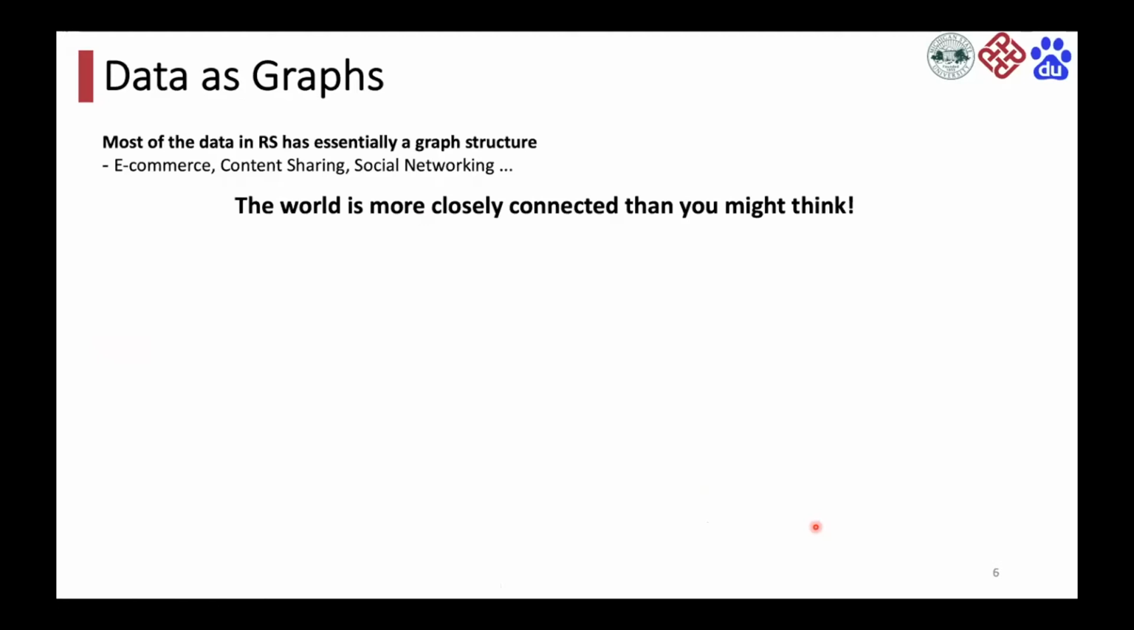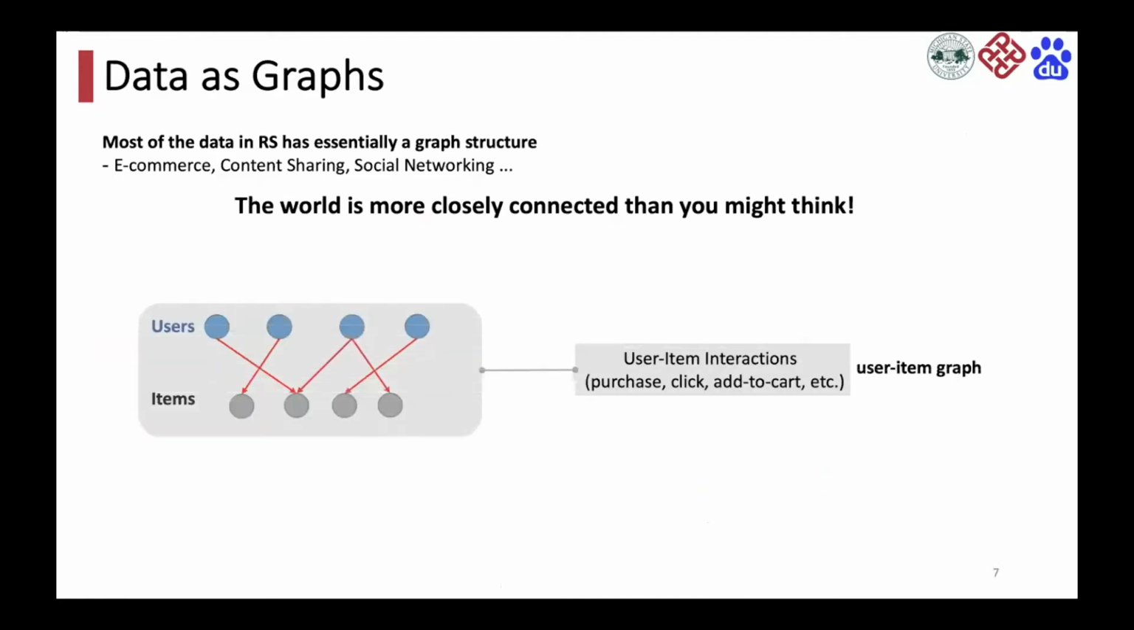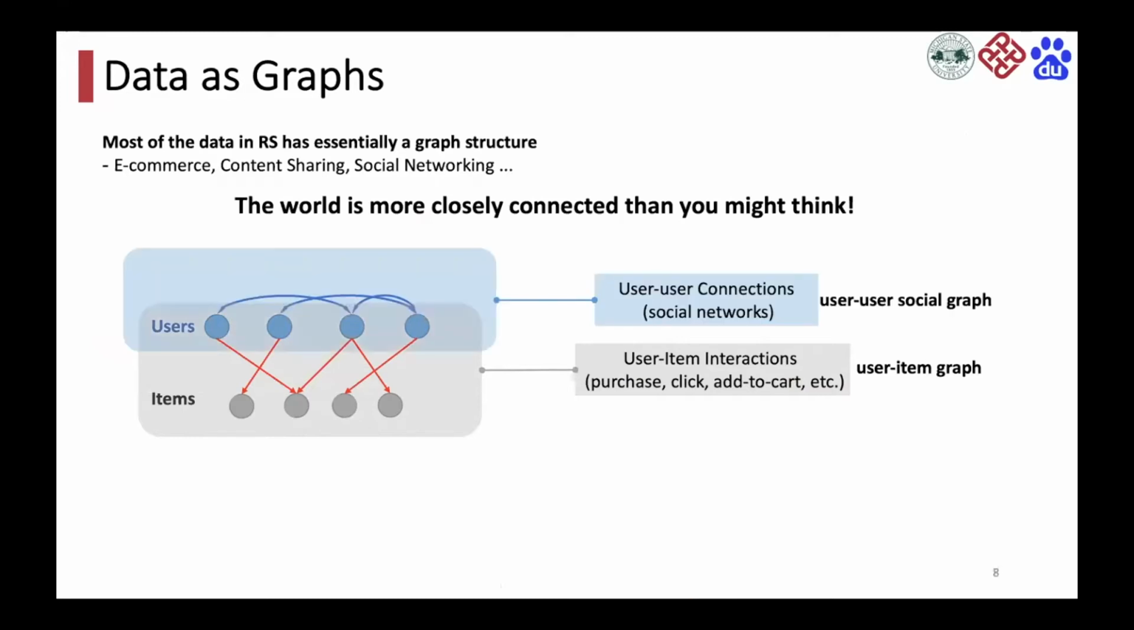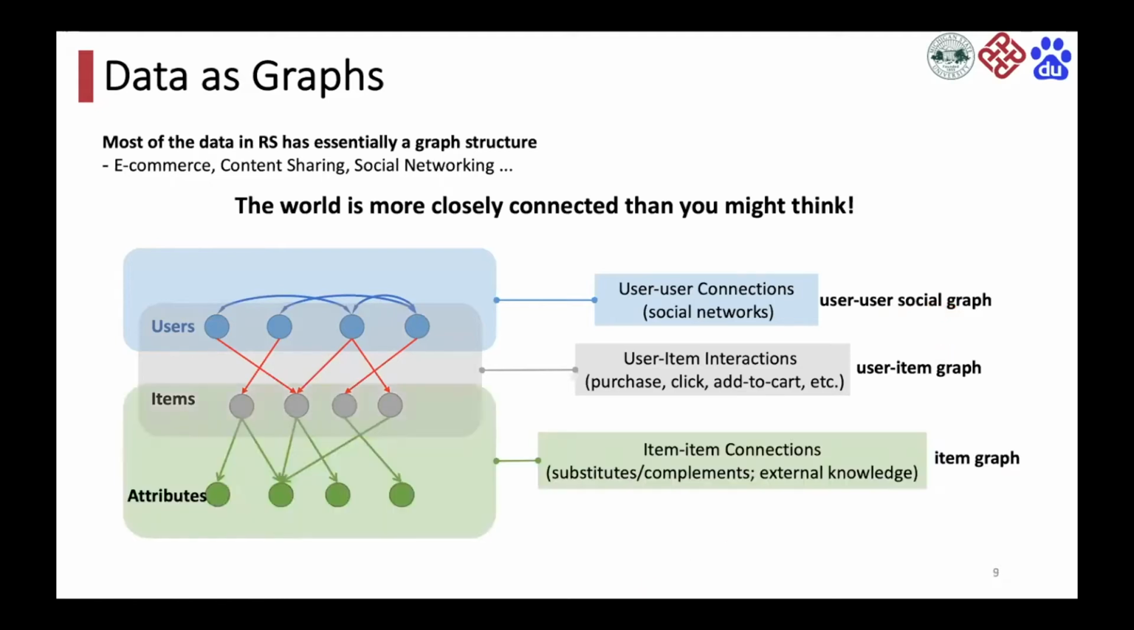On the other hand, data in recommender systems can be represented as graph-structured data in many user-based online services. The first one is the main graph, which we call the user-item graph, denoting the interactions between the users and items. The second graph usually exists in social network sites. We call it the user-user social graph, denoting the relationships between users. And the next one is the item graph, denoting the substitutable and complementary items, or the item internal knowledge.